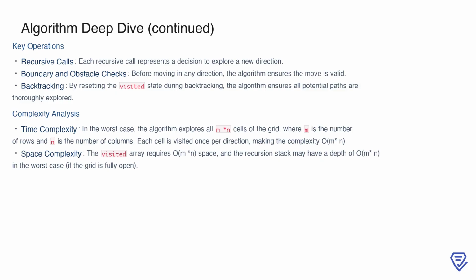Analyzing the algorithm's complexity, the time complexity is O(m*n), where m is the number of rows and n is the number of columns in the grid. This is because, in the worst-case scenario, the algorithm explores all cells, visiting each cell once per direction. The space complexity is also O(m*n), as the visited array requires O(m*n) space, and, in the worst case, the recursion stack depth can reach O(m*n) when the grid is fully open.